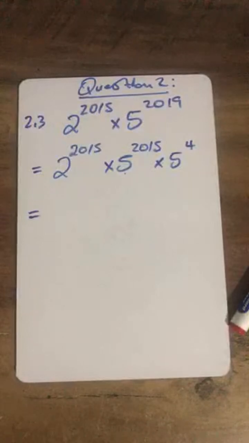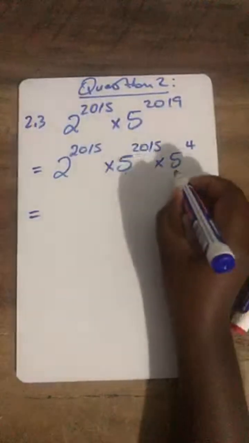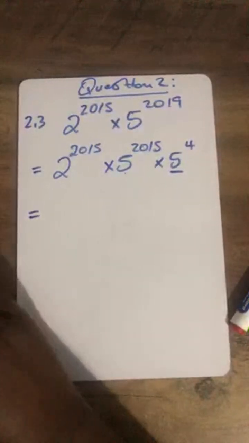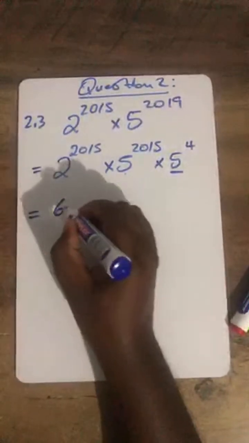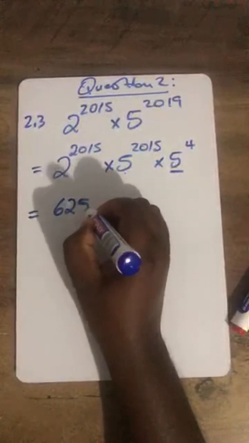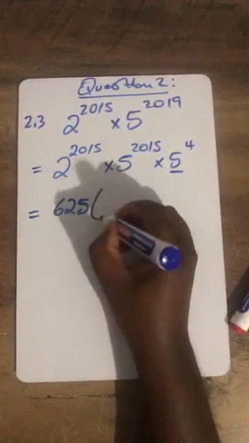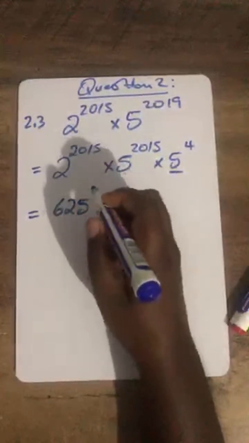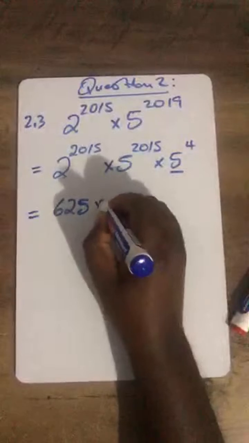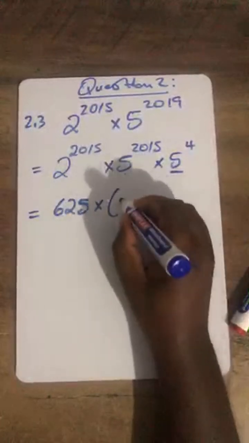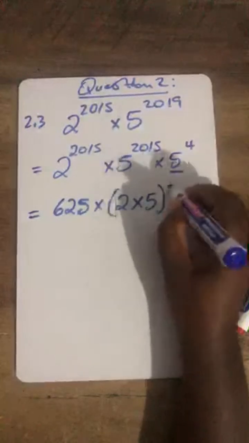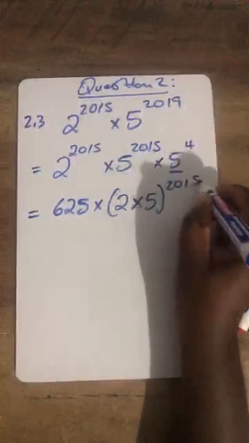And then from there, what if I punch this on a calculator? What will 5 to the exponent 4 be? It is 625. And then inside the brackets, remember, you are multiplying: 2 times 5 to the exponent 2015.